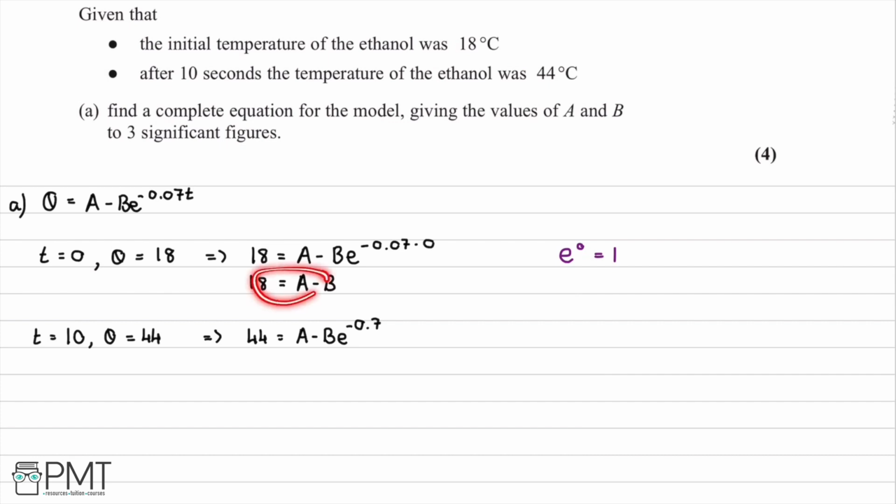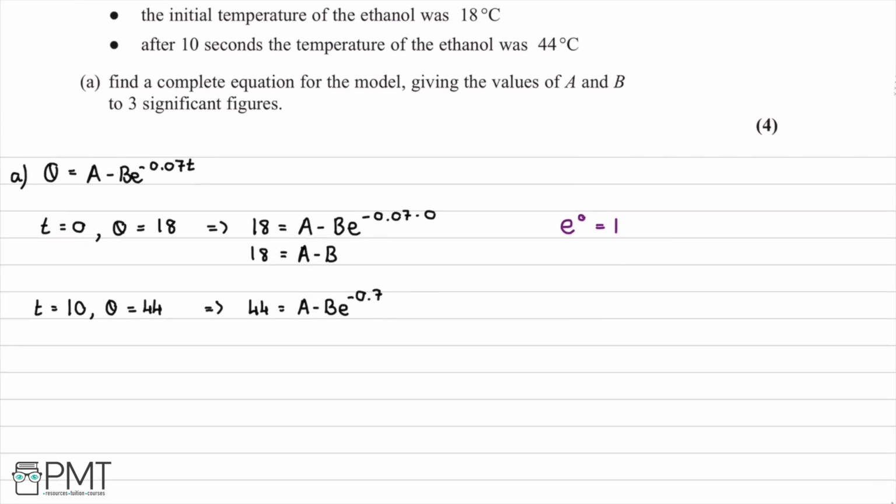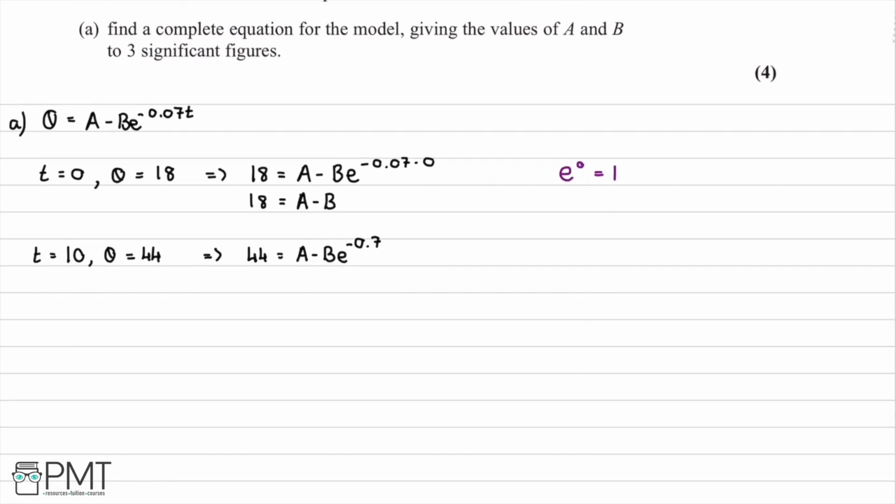So now we have two equations, and we have two constants, A and B. We can now use our knowledge of simultaneous equations to solve for these constants. We'll rewrite them both by making A the subject. For our first equation, we have that A is equal to B plus 18. We get that by adding B to both sides.